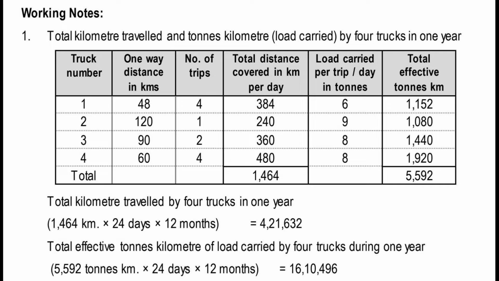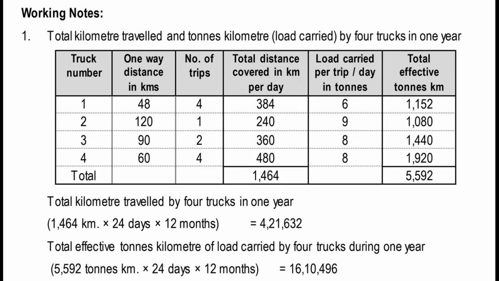Then the next column, total distance covered. That means the distance in kilometers and number of trips are to be multiplied. So second column and third column should be multiplied and updated in the fourth column. That means 48 into 4, 120 into 1, 90 into 2, 60 into 4. So go to fourth column: 48 into 4, 384, 120 into 1, 120, then 90 into 2, 180, then 60 into 4, 240. The total distance is 1464 kilometers.